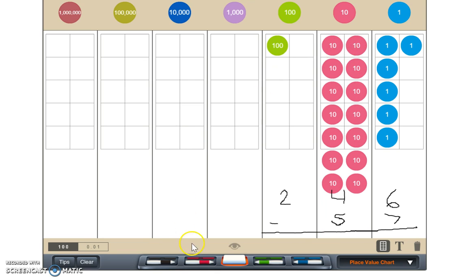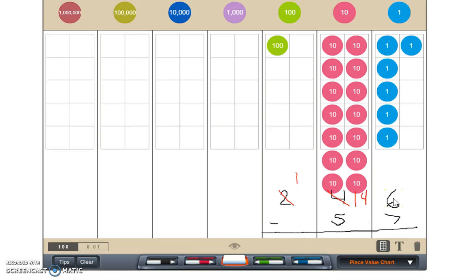Now I'm going to record what has happened. I no longer have two 100 chips. Now I have one 100 chip. I no longer have four 10 chips. Now I have 14 ten chips. I'm able to do my subtracting in the tens place now.